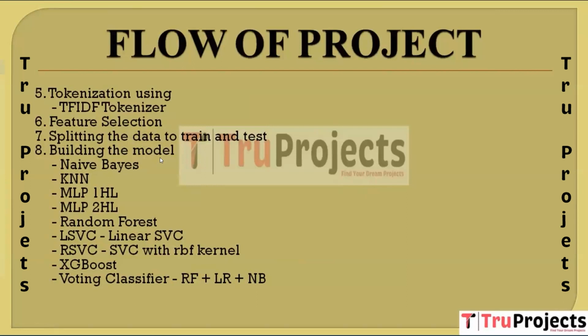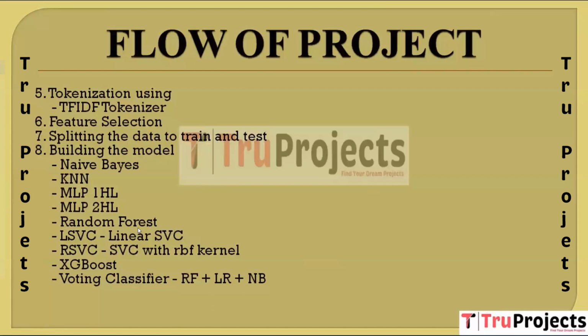Based on your list, you may be trying various algorithms. That is naive Bayes, a probabilistic classifier based on the Bayes theorem. Next here we have KNN, that is K nearest neighbors, a non-parametric classification algorithm that assigns labels based on the majority class among its K nearest neighbors. Then next here we have MLP 1HL. Here it stands for one hidden layer, a feed-forward neural network with one hidden layer. Then MLP 2HL, that is multi-layer perceptron with 2 hidden layers, a feed-forward neural network with 2 hidden layers.